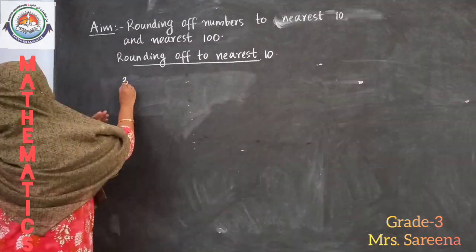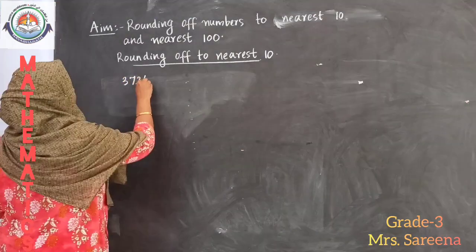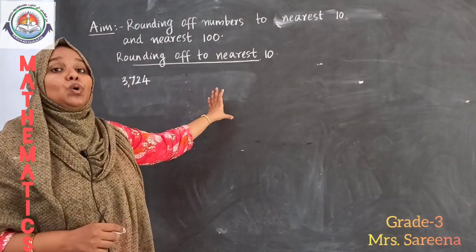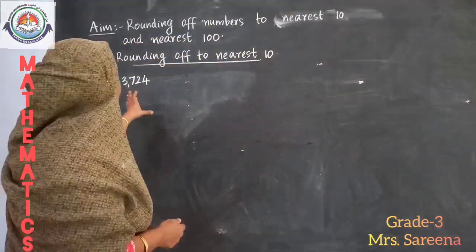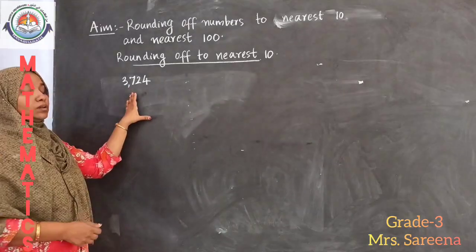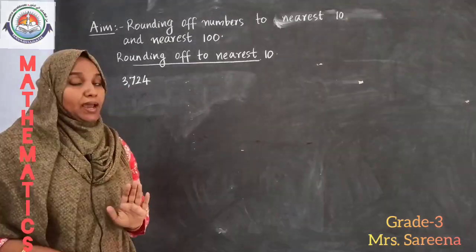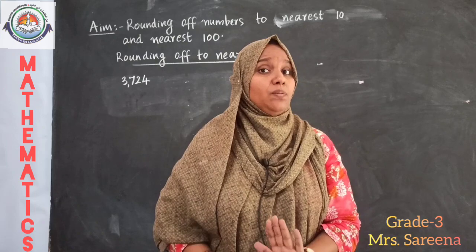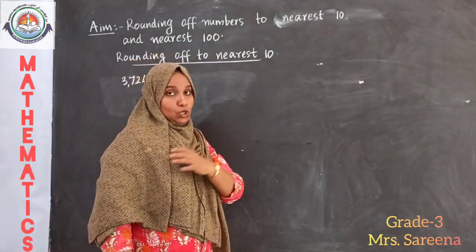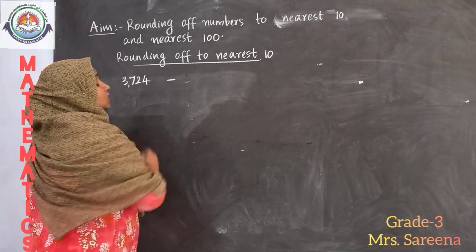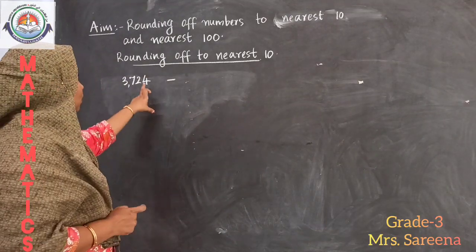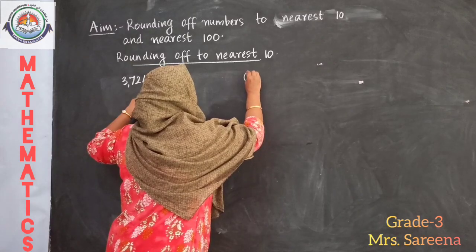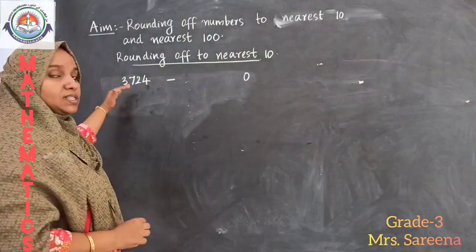First I am going to write a number here: 3724. We have to do the rounding off to the nearest 10 first. Always keep in your mind that when we round off a number to the nearest 10, that number should end in 0. 10 has a 0 in the ones place, so this number should end in 0. End in 0 means the number in the ones place is 0. So we put 0 first here.